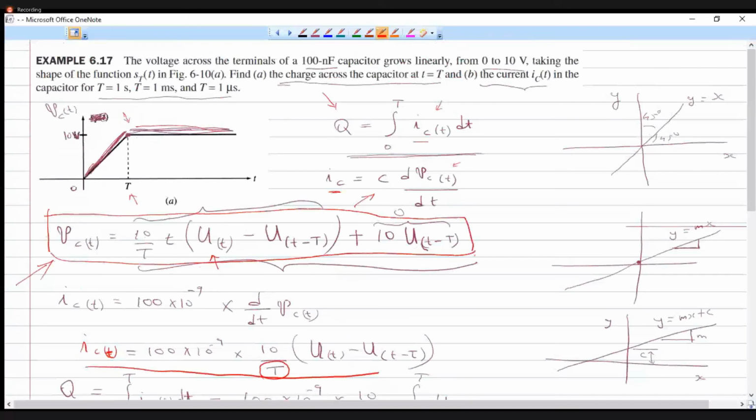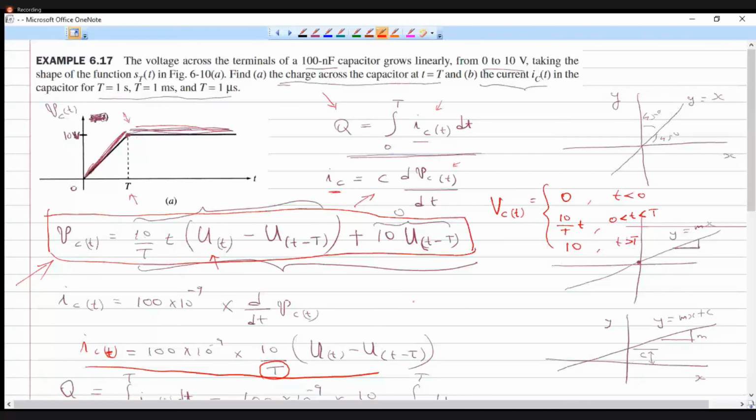Or you can represent this in another method, where VC(t), the voltage across the capacitor, is written in a mathematical form. It is equal to 0 for t less than 0. This type of representation we have seen earlier. It takes the value 10 by T into t for t lying between 0 and capital T. Hope you remember this method of notation. And that will be equal to 10 volt for t greater than capital T. So this method also you can use.